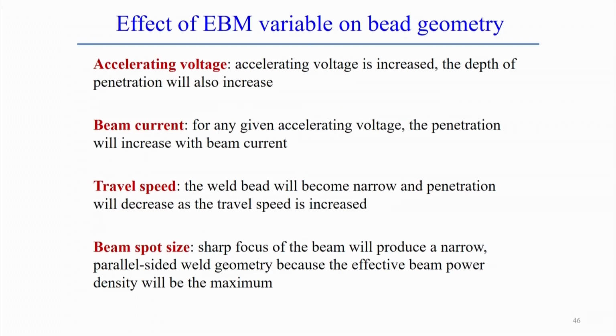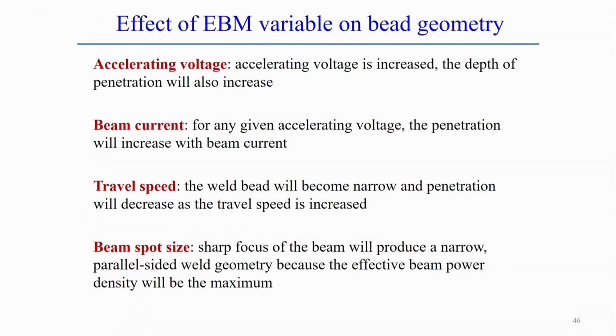Now, what is the effect of the different variables on the weld bead geometry in the case of the electron beam welding process? First is the accelerating voltage. Of course, if accelerating voltage is increased, the depth of penetration will also increase. When accelerating voltage is increased, the electron is accelerated more, so it can create a high amount of heat energy over a small focus zone, and that always helps to create more penetration of the material.